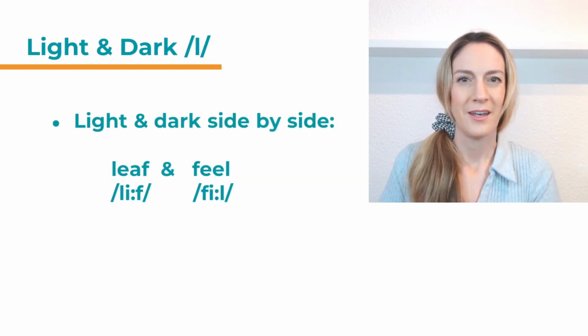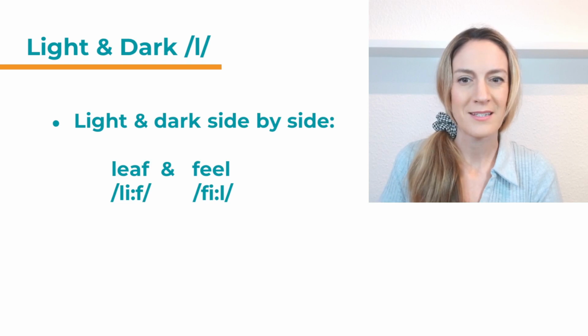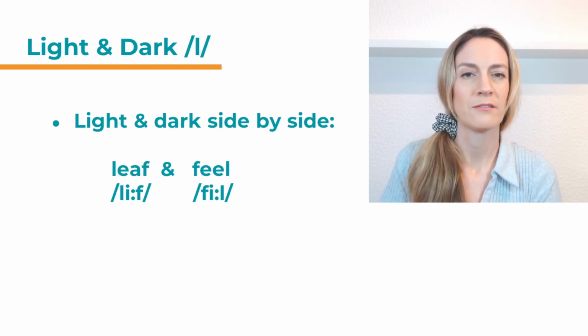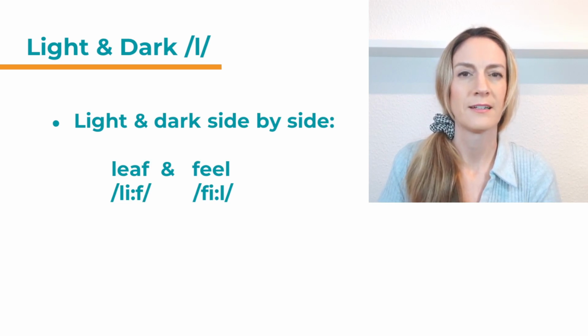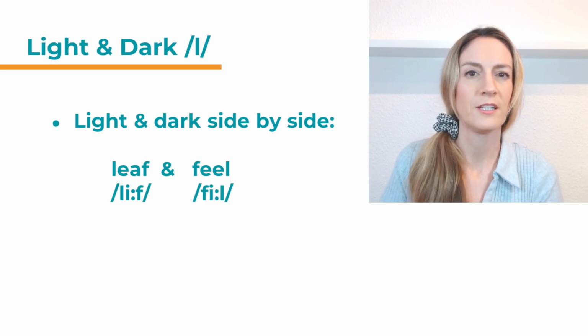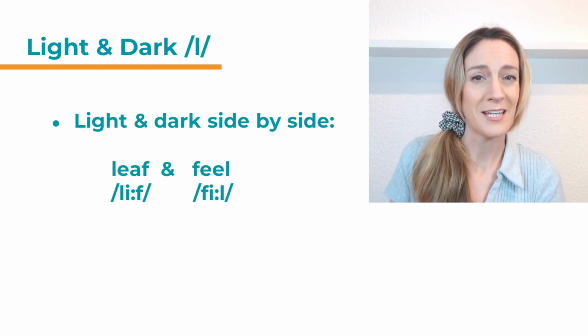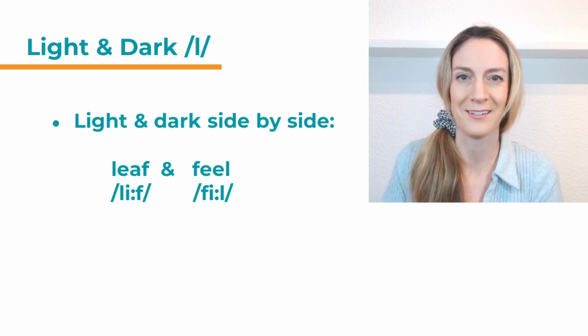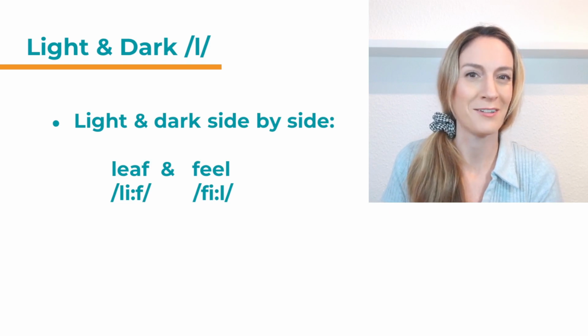Very good. Now let's have a look at them again side by side. So we have a light L first in leaf, leaf, and a dark L in the second word, feel, feel. Leaf, leaf, feel, feel. So I think it's quite obvious, and for me it's a mix. I can hear a difference, but I can also really feel a difference because I think the tongue is in a very different position. Hopefully for you it was obvious as well.